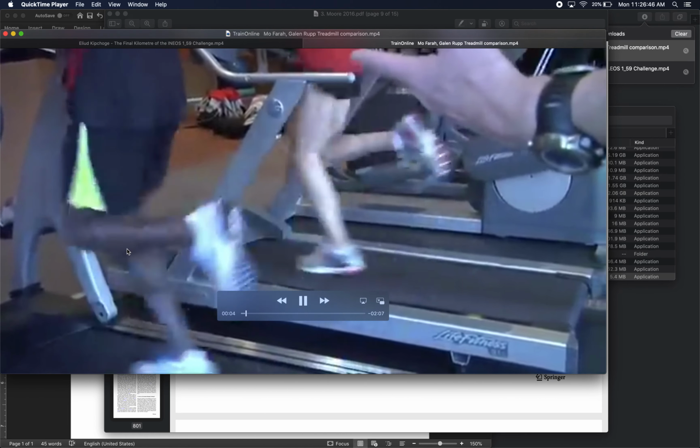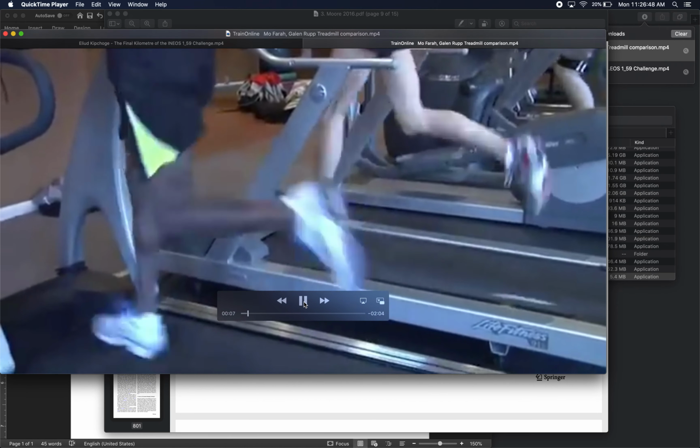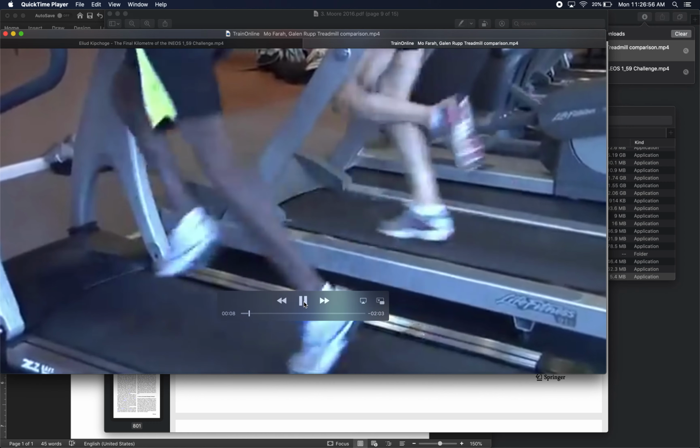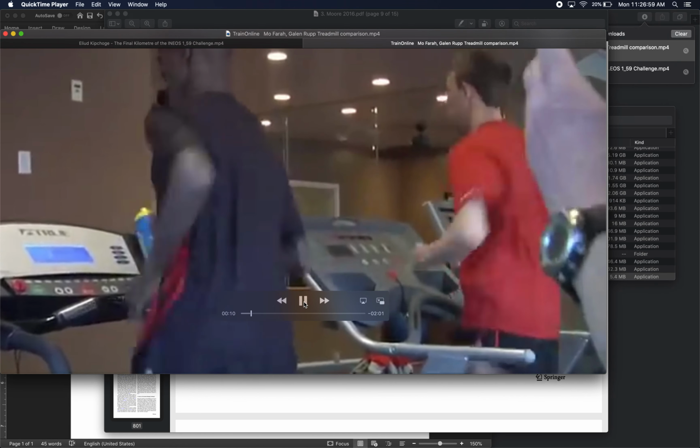And especially for Mo Farah here on the left, I would watch that, and I wouldn't normally look at that person's legs moving like that and think, oh, that's an elite marathon runner. That guy must be world class there. He kind of just looks like the rest of us when he's running along there on the treadmill.